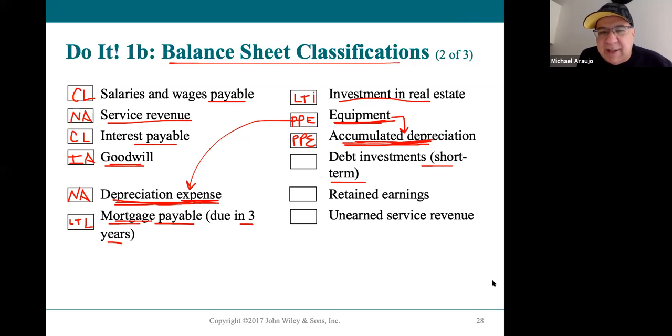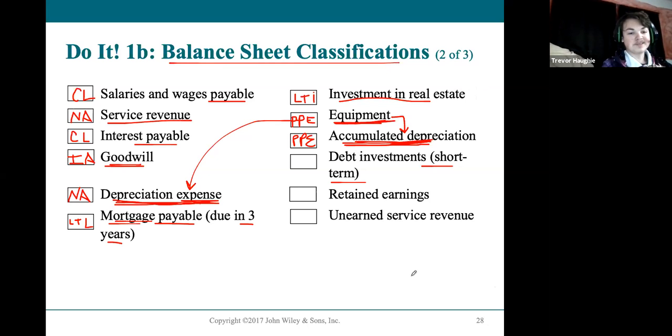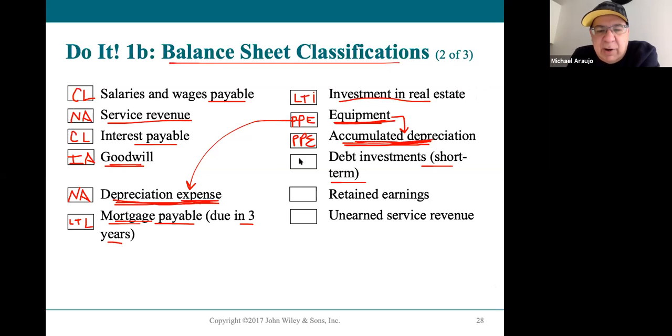Where would you put that, debt investments? How would we classify that? Current assets. It would be a current asset, right?